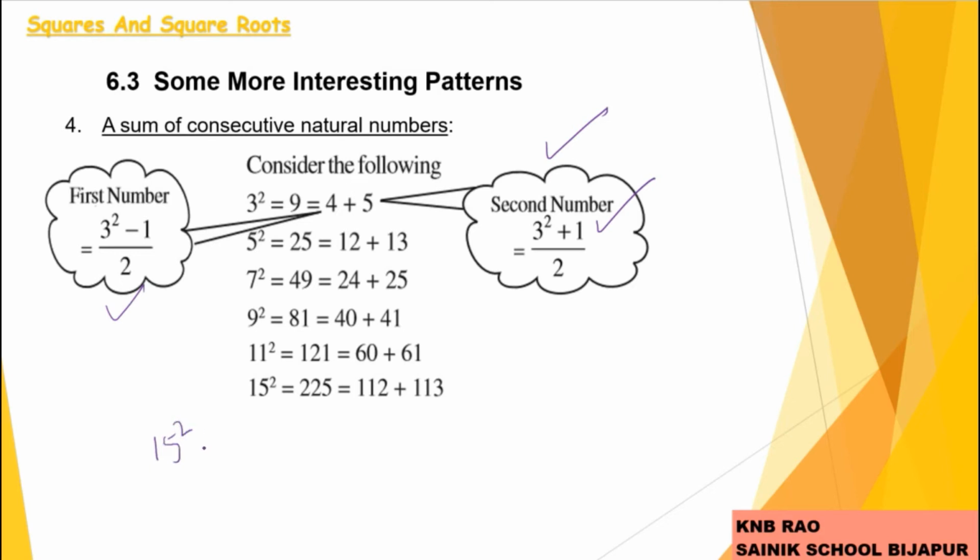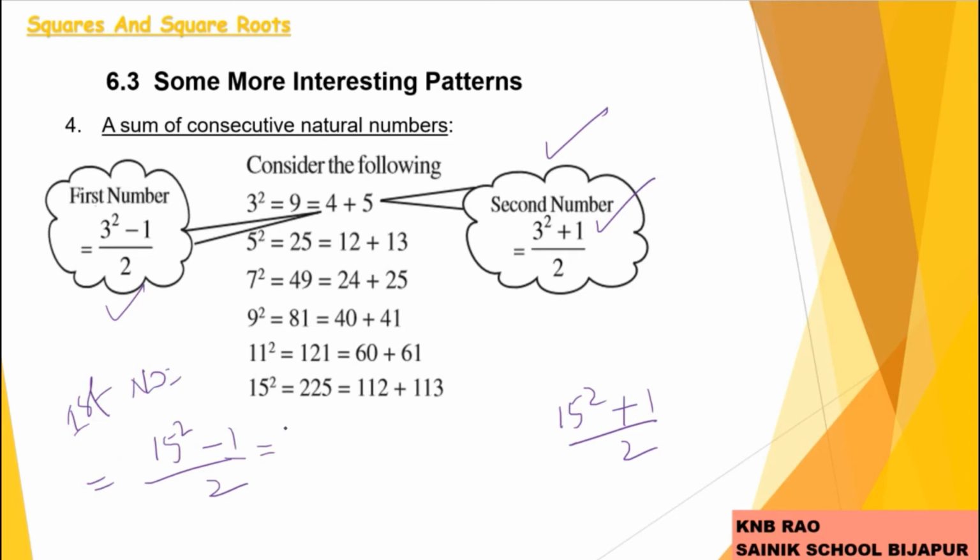(15 square minus 1)/2 is supposed to be the first fellow. (15 square plus 1)/2 is supposed to be the second fellow. Is it true or not? Let us check. So, first number supposed to be this.